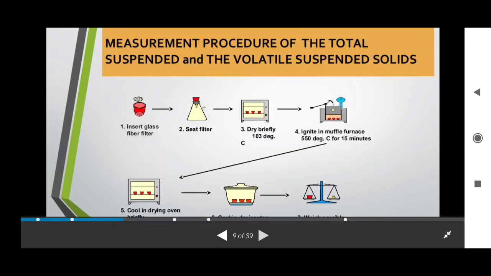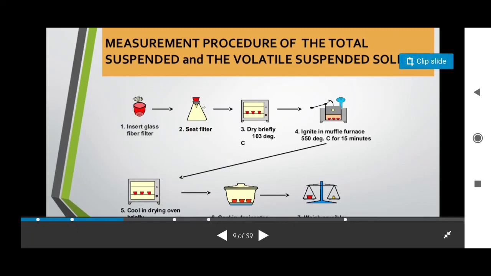So now we demonstrate the measurement procedure for the total suspended and the volatile suspended solids. What we are doing is inserting a glass fiber filter, right? Then we seat the filter vertically above it, and we dry it briefly at 103 degrees. Then whatever is left, we measure it, and then we ignite it in a muffle furnace at 550 degrees centigrade for 15 minutes, right?